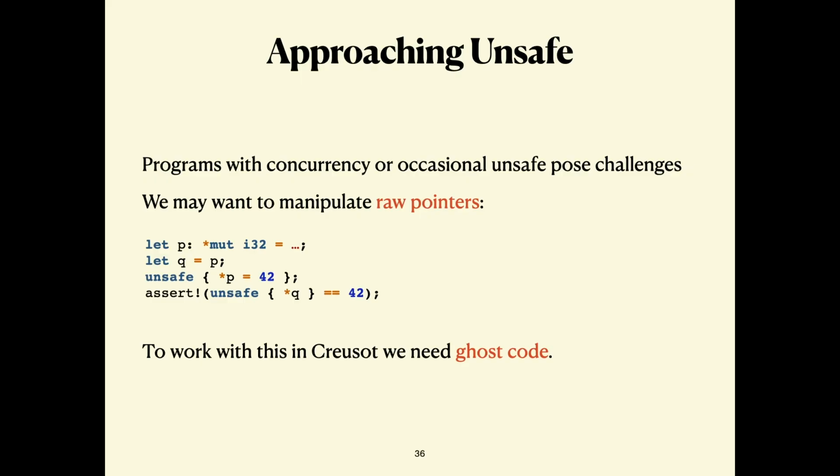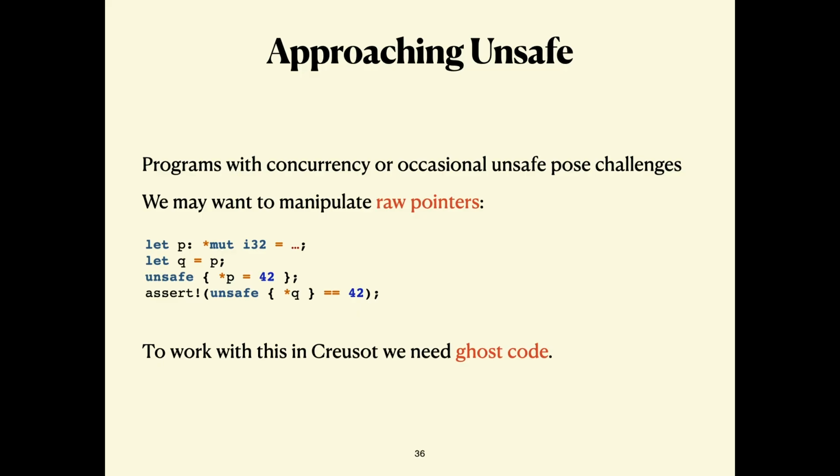And so basically here, we might want to verify something like this. We just want to do some very basic pointer assignments. So in this case, we just want to assign 42 to some raw pointer and then assert that we assigned 42. That shouldn't be too much to ask, right?